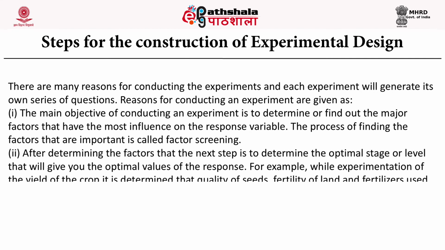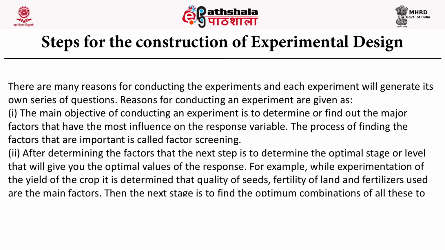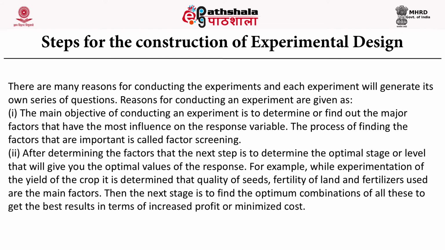After determining the factors, the next step is to determine the optimal stage or level that will give you the optimal values of the response. For example, while experimenting on the yield of a crop, it is determined that quality of seeds, fertility of land, and fertilizers used are the main factors. Then the next stage is to find the optimum combination of all of these to get the best results in terms of increased profit or minimized cost.